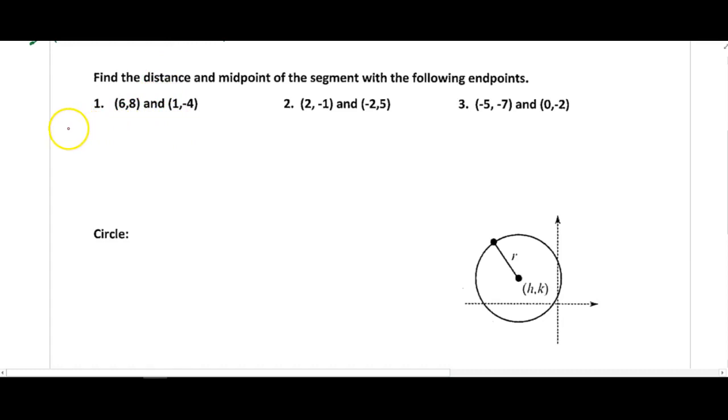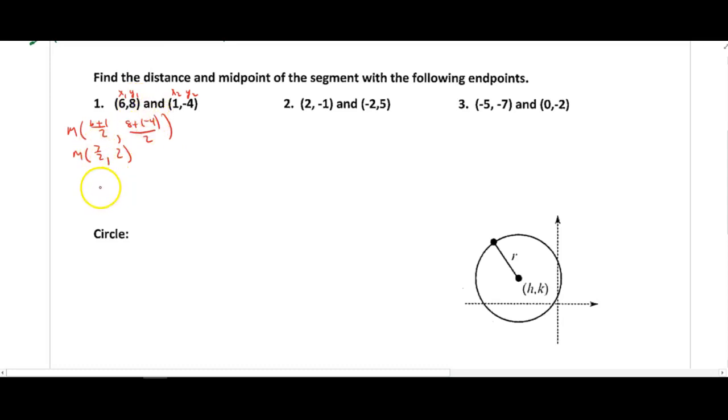So the first one, we want to find the midpoint between (6, 8) and (1, negative 4). All we're going to do is, here's x1, y1, here's x2, y2. So we're just going to add the x's, so (6 plus 1) divided by 2. That'll give me the x coordinate of the midpoint, which would be 7/2 or 3.5. Then for the y values, it would be (8 plus negative 4) divided by 2, which is going to give you 4/2, which is 2.